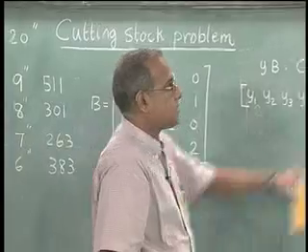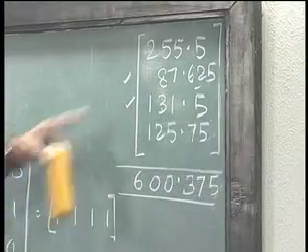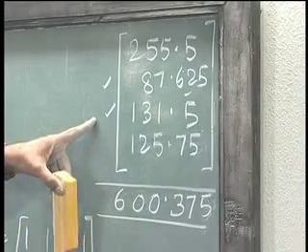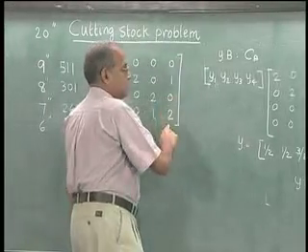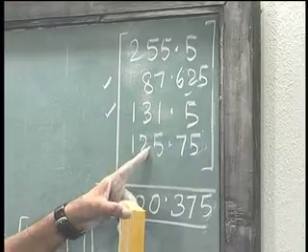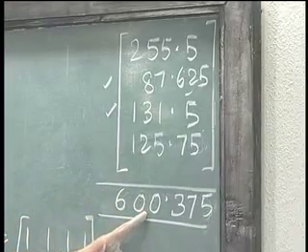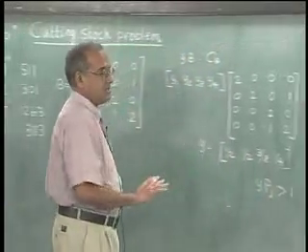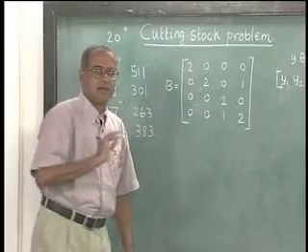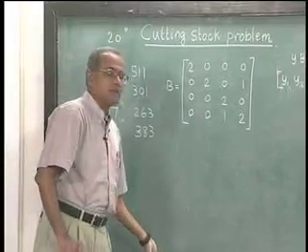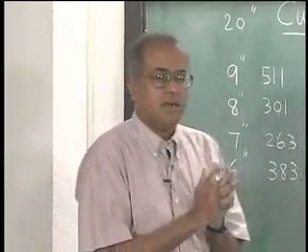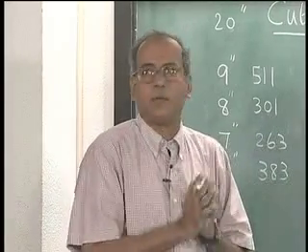255.5 sheets, 0200 87.625 sheets, 0021 131.5 sheets, and 0102 with 125.75, giving us 600.375 sheets at the optimum. So, this is how we solve the one dimensional cutting stock problem by using the procedure of column generation, and the column generation comes by solving a sub problem.